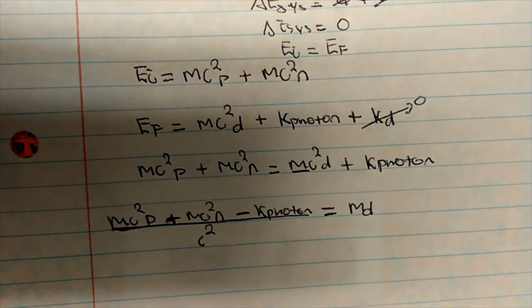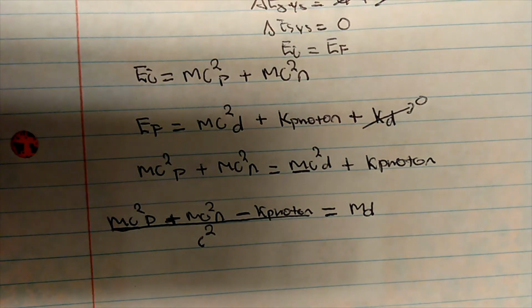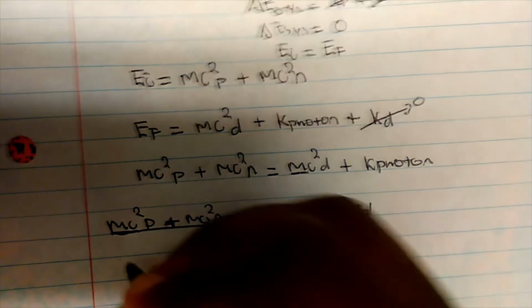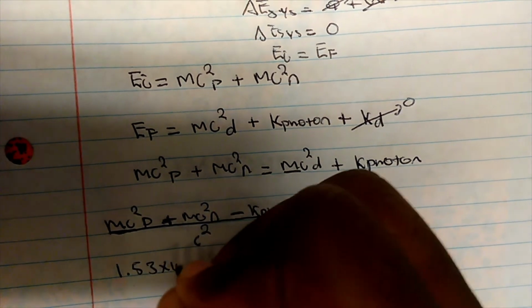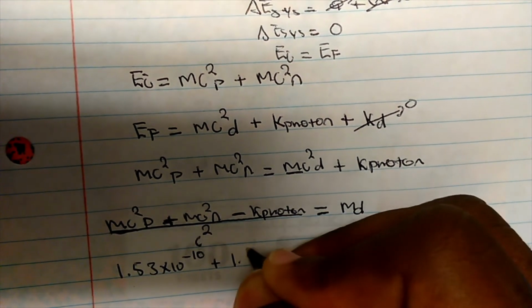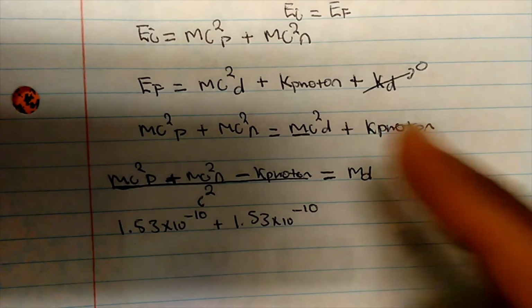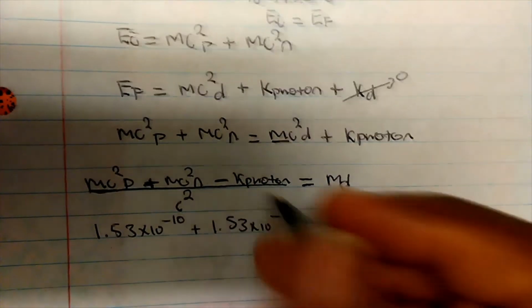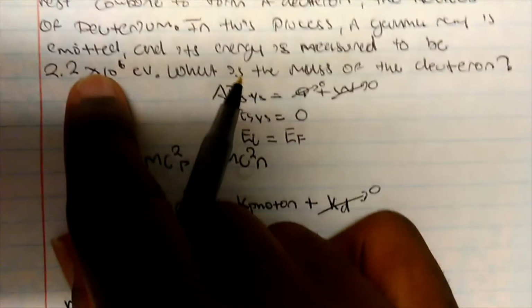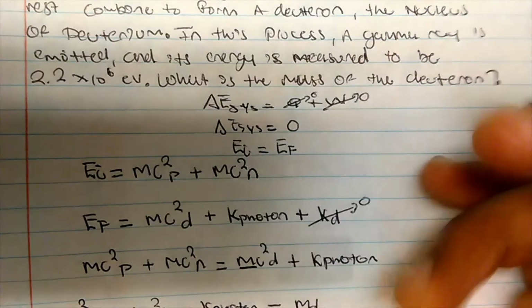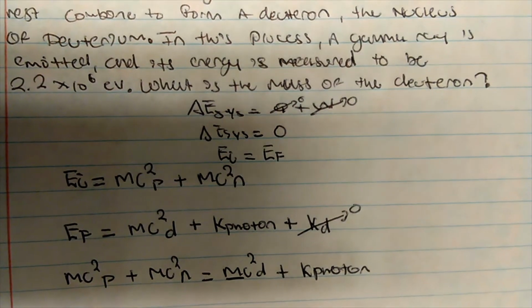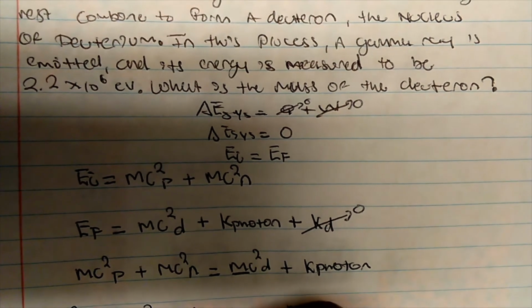Okay, and again, what's the rest energy of the proton? It's 1.7 times 10 to the negative 27 times the speed of light, 3 times 10 to the 8, squared. So we get 1.53 times 10 to the negative 10 plus 1.53 times 10 to the negative 10, because the rest energies of the proton and neutron are actually the same. I'm going to subtract the kinetic energy from that. Well, we know the kinetic energy is 2.2 times 10 to the 6 eV. We're going to convert that to joules because rest energies are in joules.